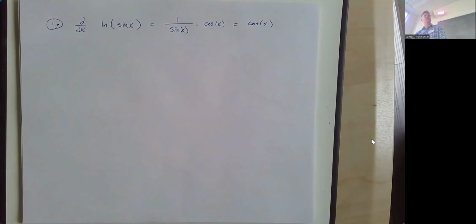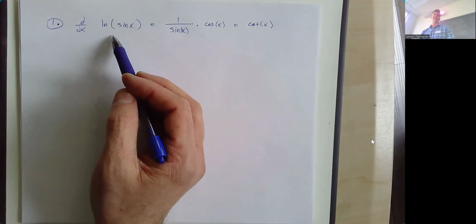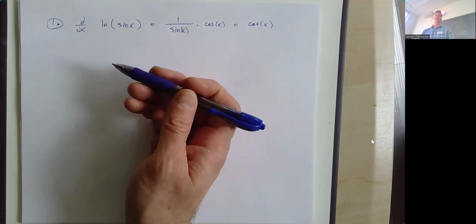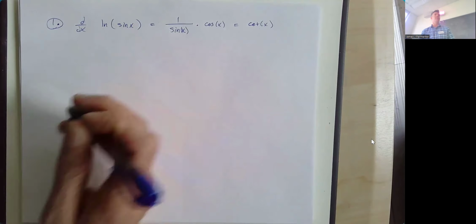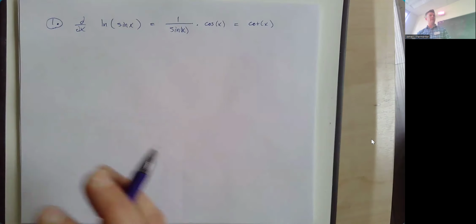Later on, when you're taking 21B and someone asks you what's the antiderivative of cotangent, you'll be like, oh yeah, the antiderivative of cotangent is the natural log of sine. It's actually the natural log of the absolute value of sine of x, but okay. Right, antiderivative is just undoing derivatives. So it'll come back to you.